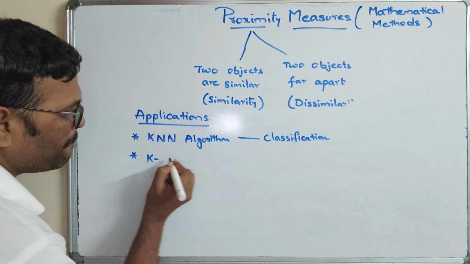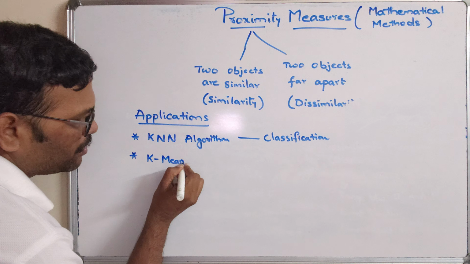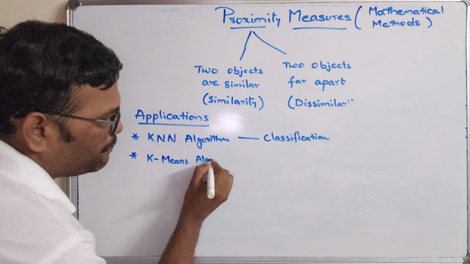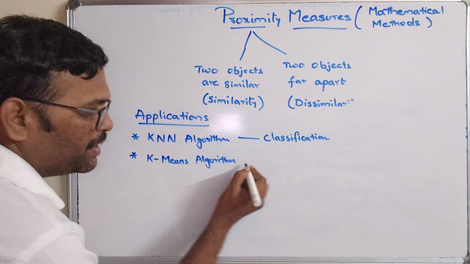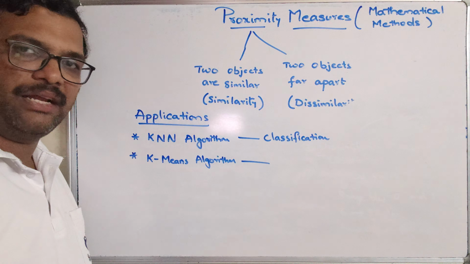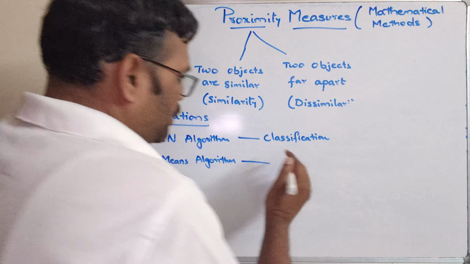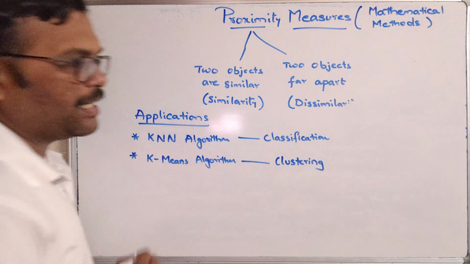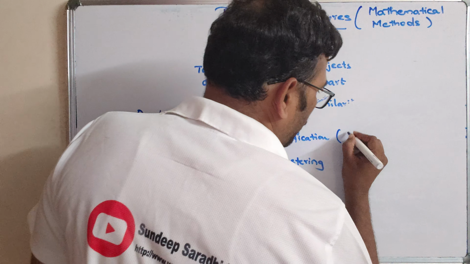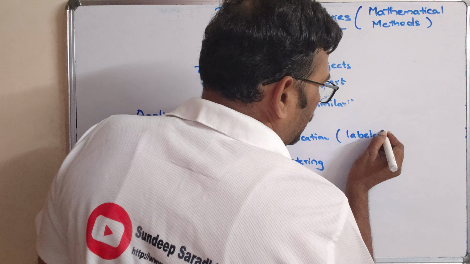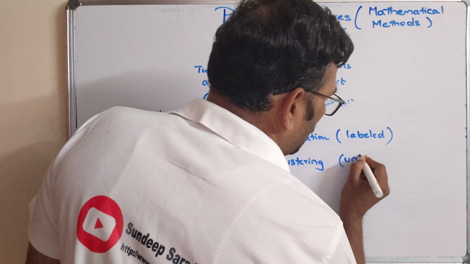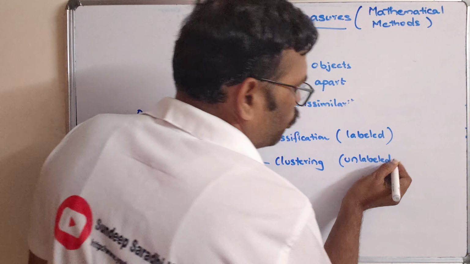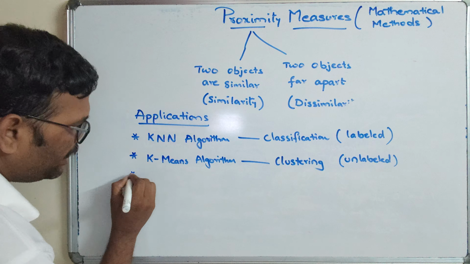Similarly, the k-means algorithm. So where are we going to use this k-means algorithm? What exactly k-means and KNN algorithms mean, we'll see in our further sections. Okay. So this is for clustering. Classification means you can simply use labeled data, and clustering means unlabeled data. So just a grouping. Okay. Next.